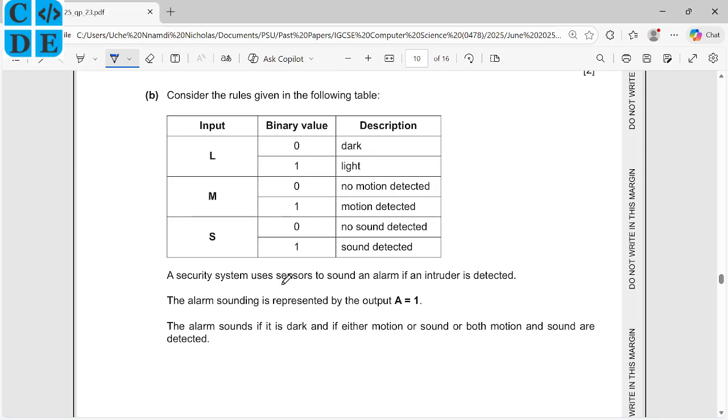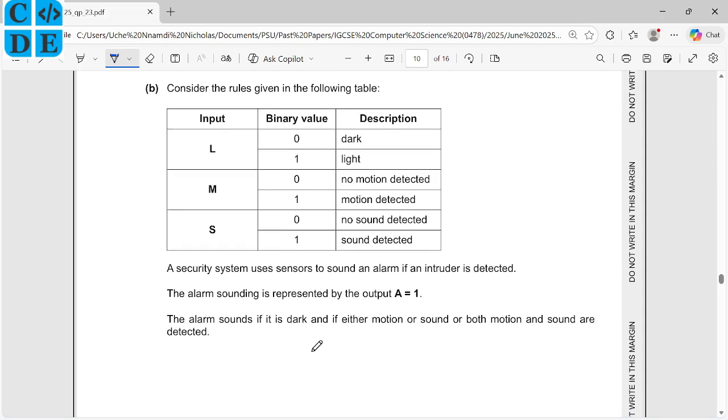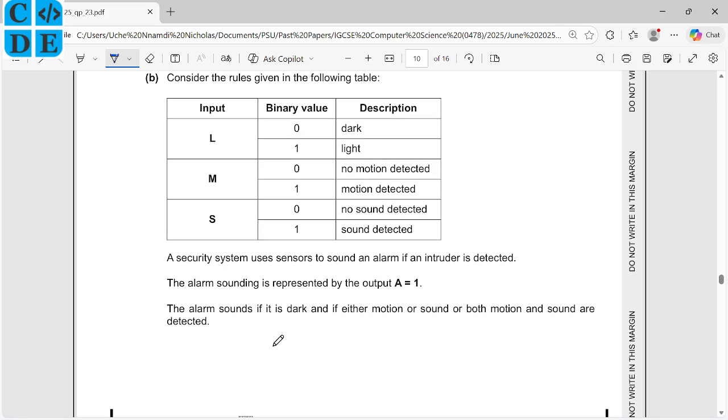A security system uses sensors to sound an alarm if the intruder is detected. How do we know that the intruder is detected? The alarm sounding is represented by the output A equals 1. So for the alarm to sound, A needs to be 1. That is the output. Combining this in some ways has to give you 1. The alarm sounds if it is dark and if either motion or sound or both motion and sound are detected. Now take note of that. So we will do this carefully.